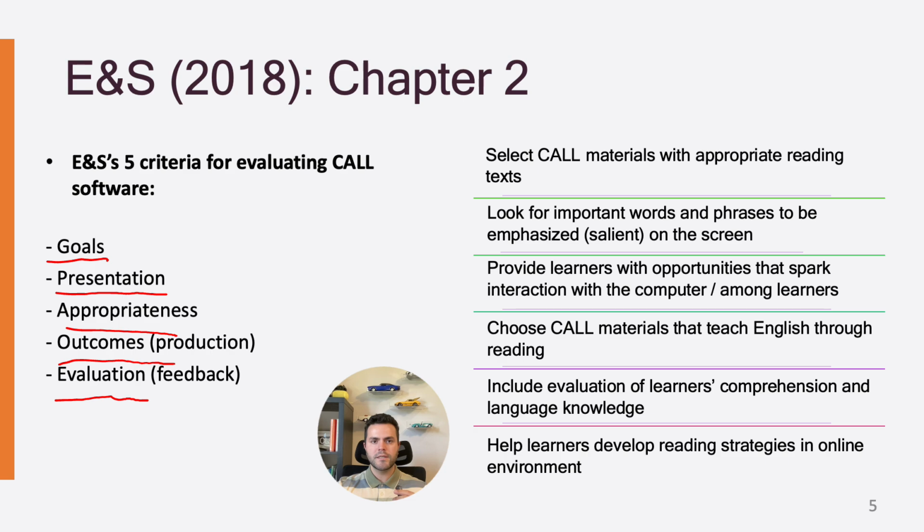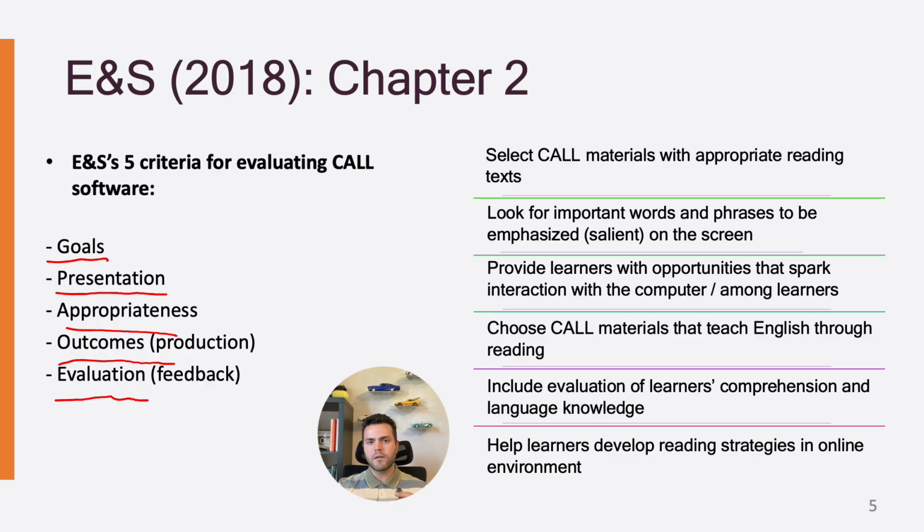For presentation, it's essential to highlight keywords or phrases, and that's what we call salient information. So learners can visually focus on what matters by the help of salient input or salient information. When it comes to interaction, part of both presentation and outcomes, tools should create opportunities to engage, whether that's clicking, dragging, answering, or interacting with peers.